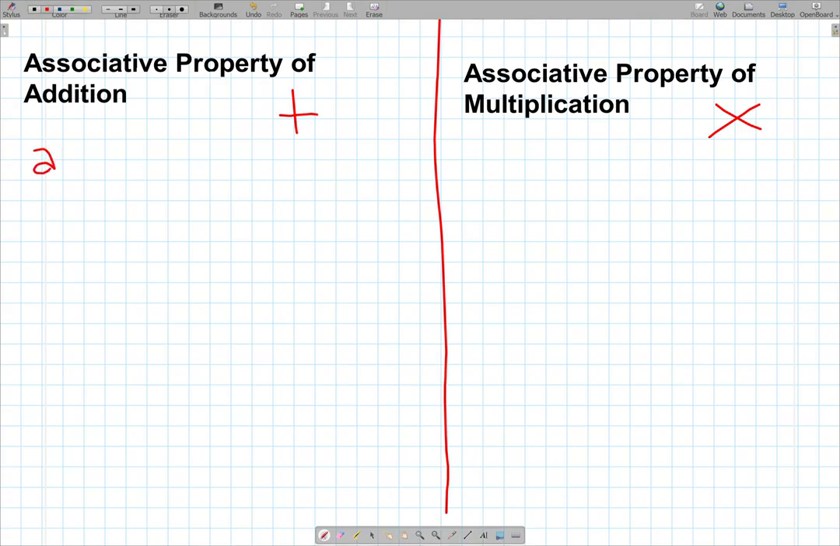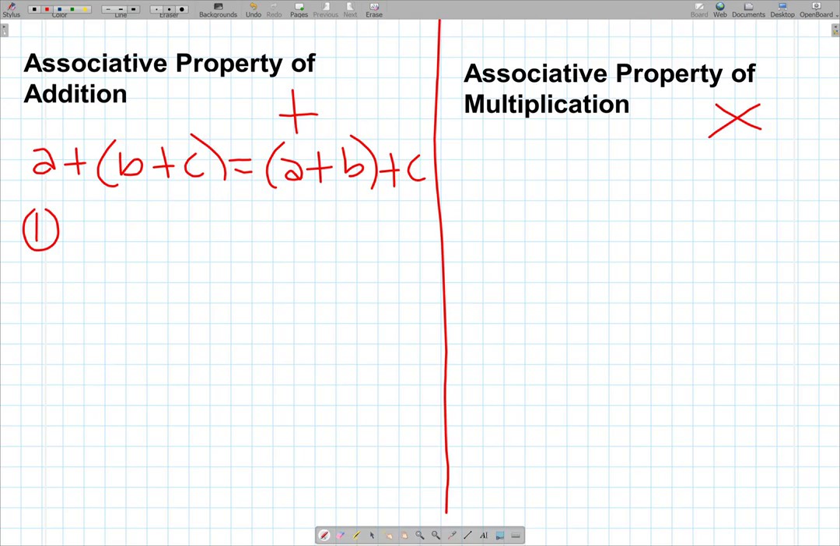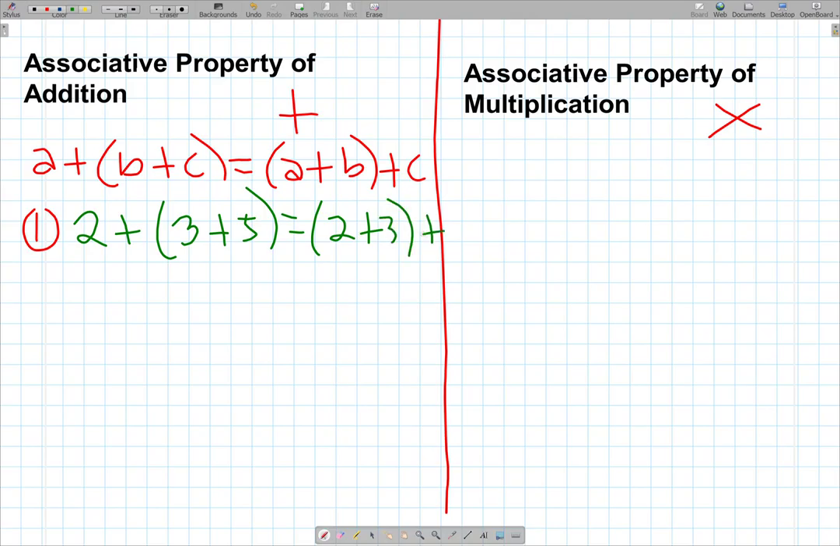(A + B) + C equals A + (B + C). Okay? So, yan ang associative property of addition. Okay? For example, meron tayo, say number 1, no? Let's say (2 + 3) + 5 equals 2 + (3 + 5).